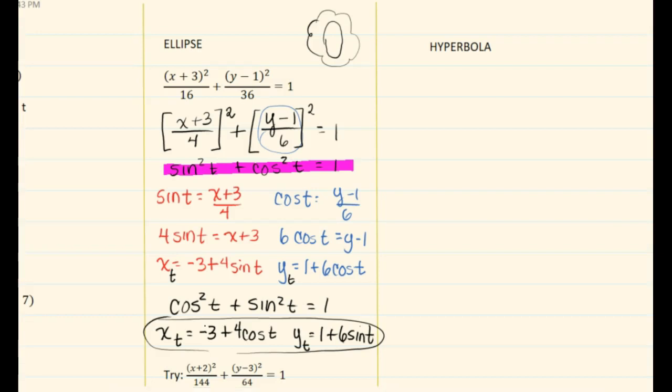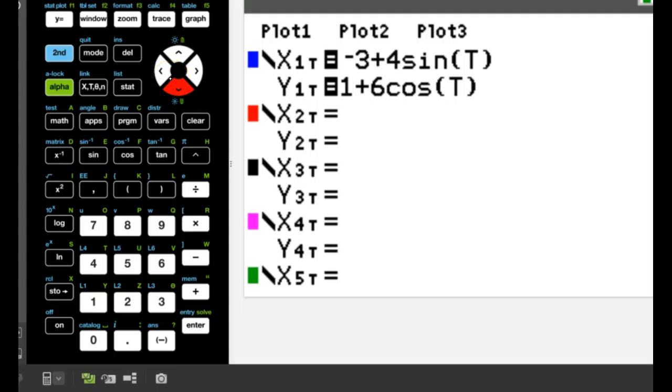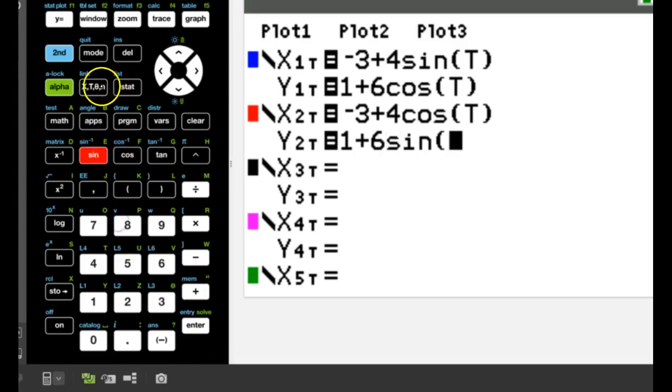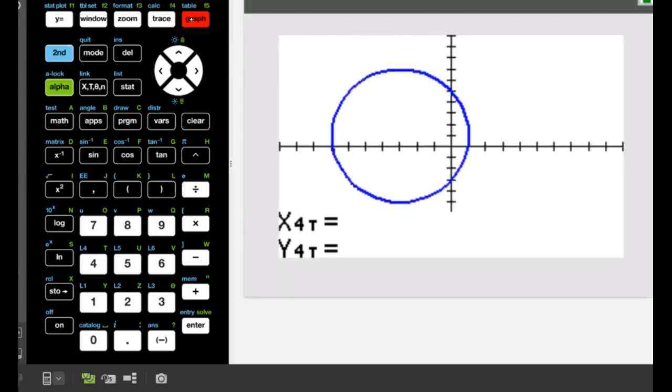So for our second set of parametric equations, I'm going to do negative 3 plus 4 cosine of t and 1 plus 6 sine of t, and have them graph both of these equations. So the blue one's already done, and notice the red one is right on top of it.